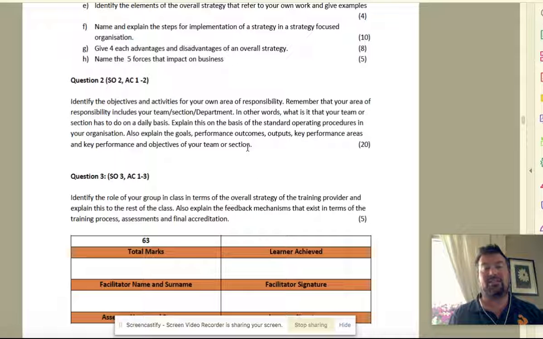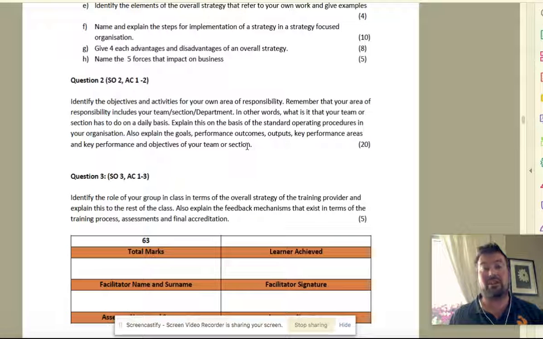So it's really just going into what is the strategy of your business, of your area that you are in control of or that you are part of. So that we are quite aware of, yes, there's the overall strategy, but there's a specific strategy that applies to your team, your section, or your department. So explain the standard operating procedures.